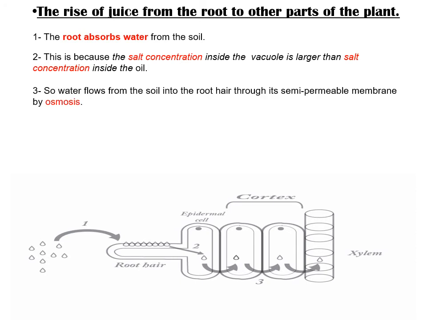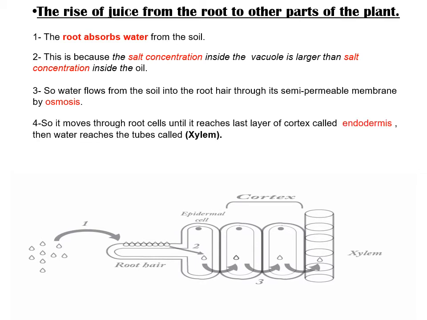So, water and salt will move from root cells until it reaches the last layer of cortex, which is called endodermis. Then the juice will reach the tubes or the pipes called xylem. Finally, the juice is raised inside xylem vessels or xylem tubes or xylem pipes to reach the stem and other parts of the plant. So, this is the complete journey from the soil to the stem and leaves.